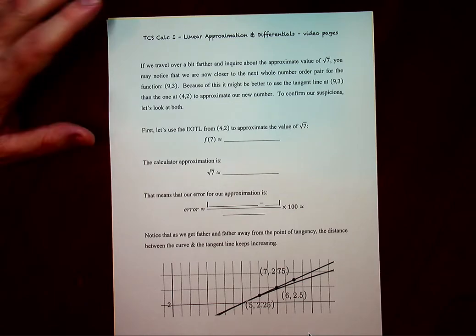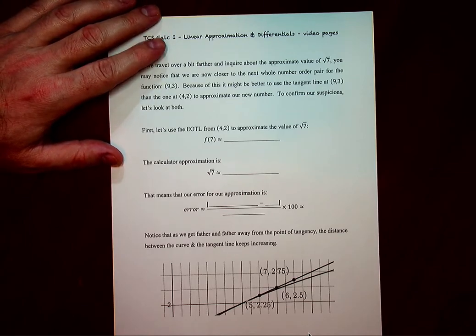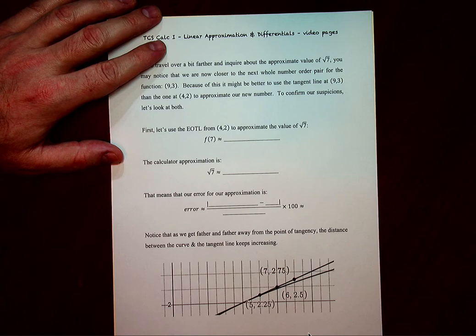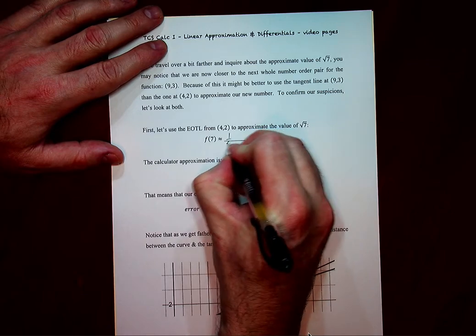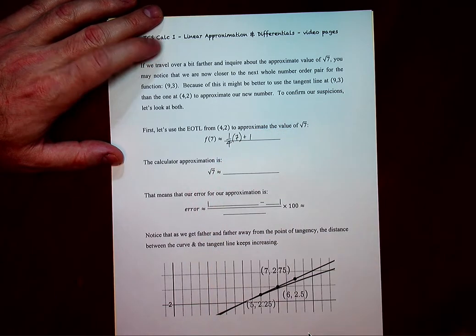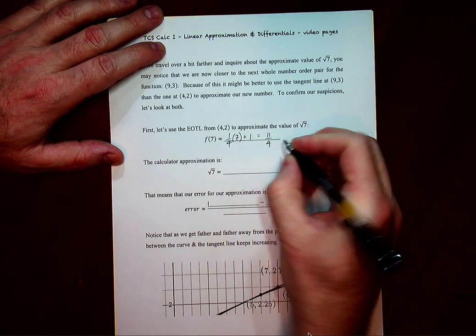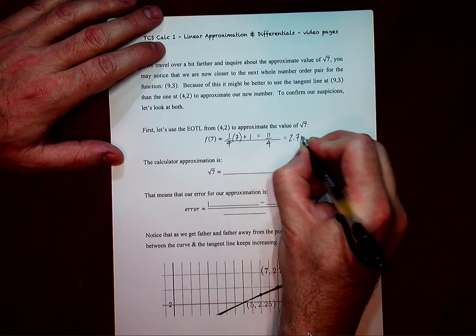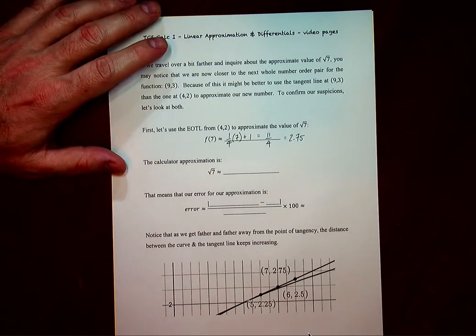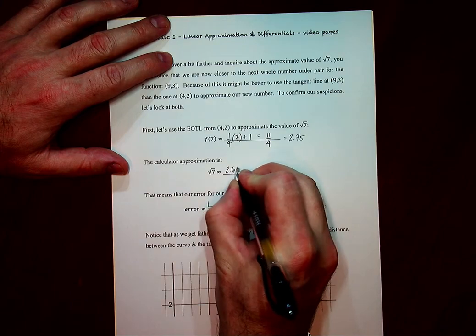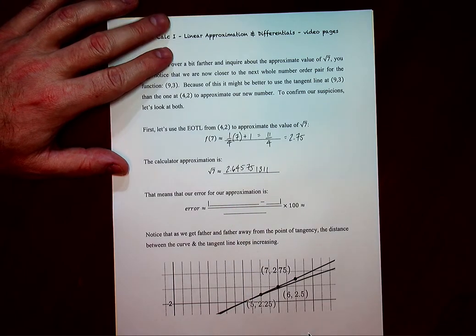Now, in order to find the approximation for root 7, we are again going to plug 7, or basically what it is we're trying to find the square root of, into the equation of the tangent line at 4,2. That is 7 fourths plus 1, or 11 fourths, which is 2.75. Okay. Now, if we actually look at root 7 and press enter into our calculator, we get 2.645751311. And again, we're kind of curious.